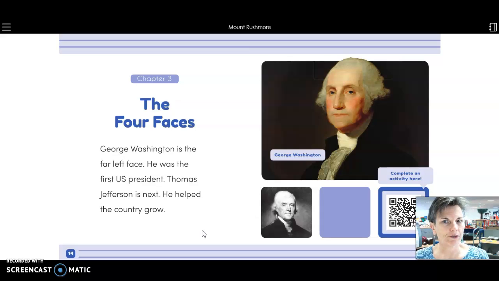Okay, and chapter 3, the 4 faces. I know you were wondering, who are those guys up on Mount Rushmore? You probably recognize them, though. So, George Washington is the far left face. He was the first U.S. president. Thomas Jefferson is next. He helped the country grow.